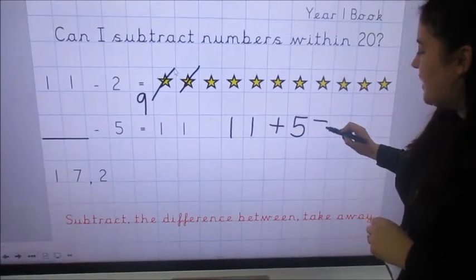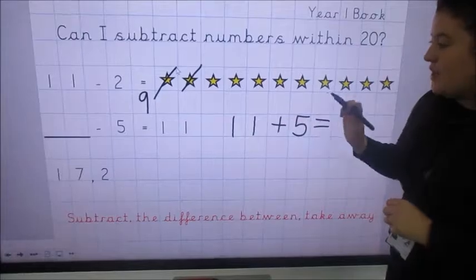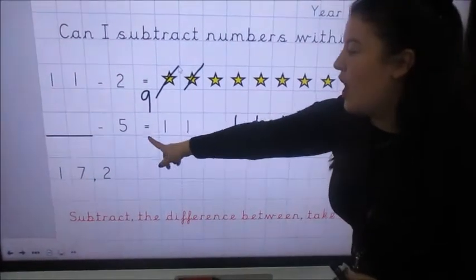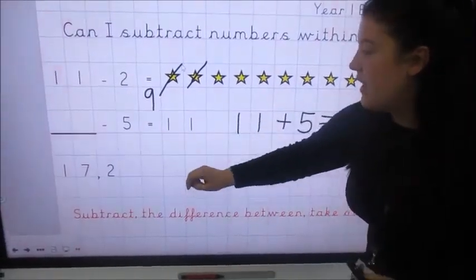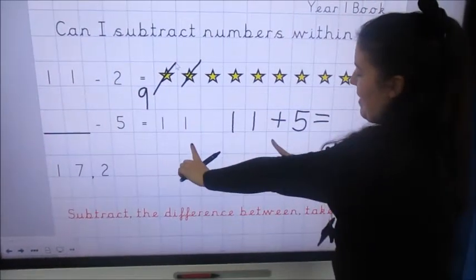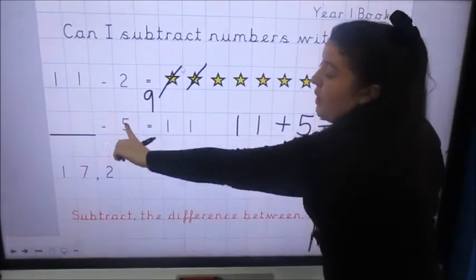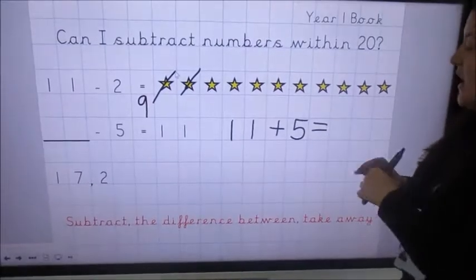With our equal sign. So 11 add 5. We've just done the opposite to this, okay? We started with 11 and I'm adding 5 to get us to our answer, okay? Hopefully you can see that.